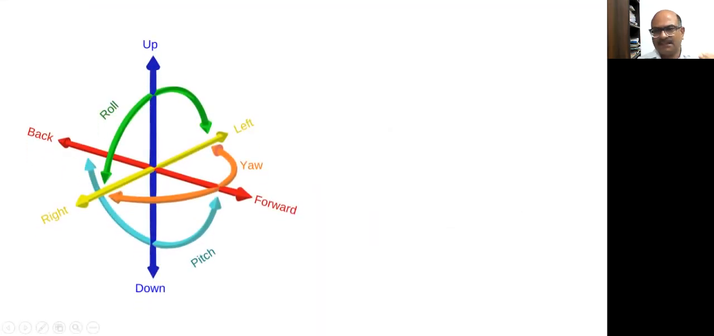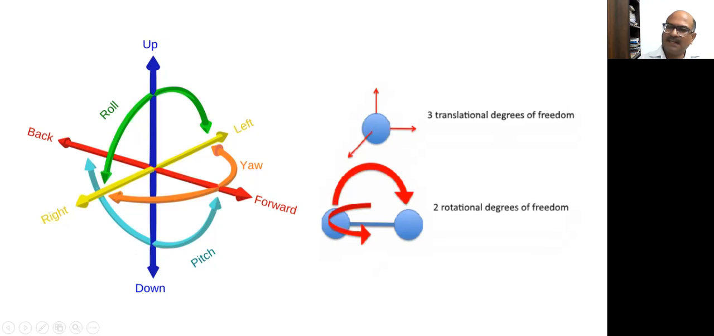Already we have seen this, and then we can understand that if a particle is at the center, it has three translational degrees of freedom, like this, and movement, and two rotational degrees of freedom. One is like this, and one is like this. Okay, so two rotational degrees of freedom.